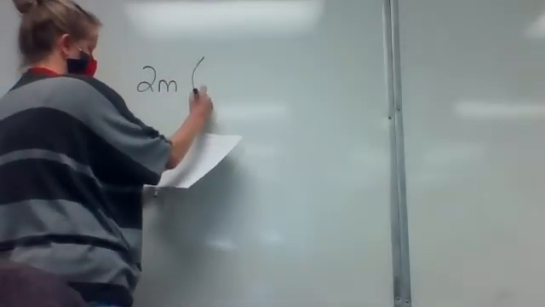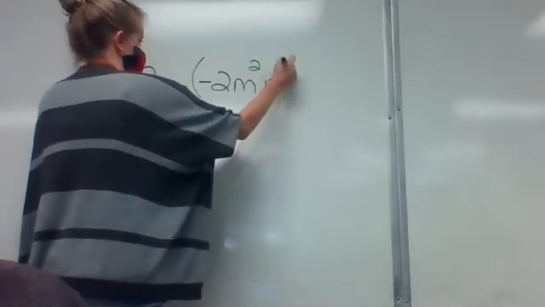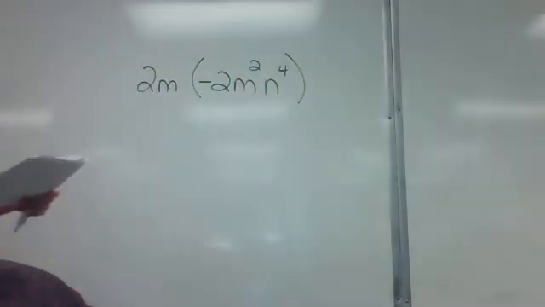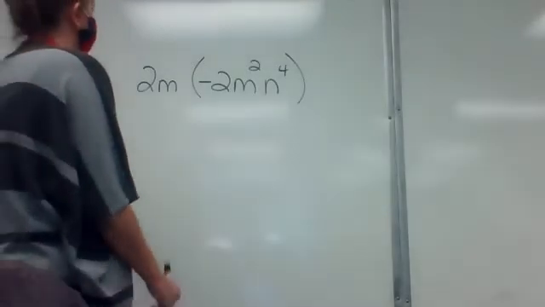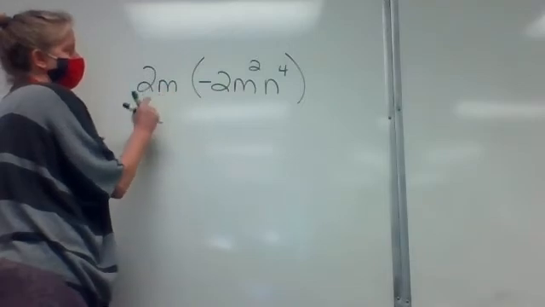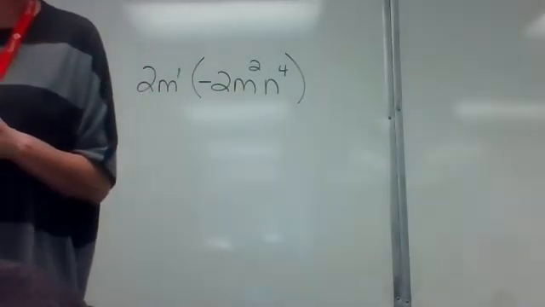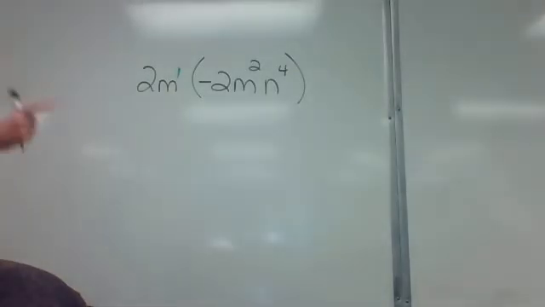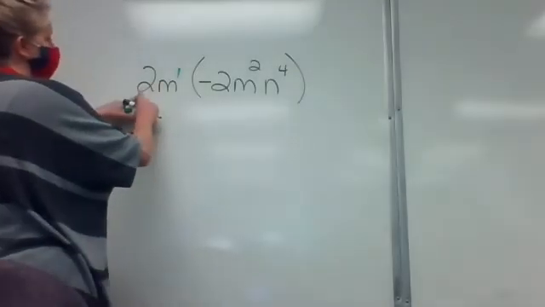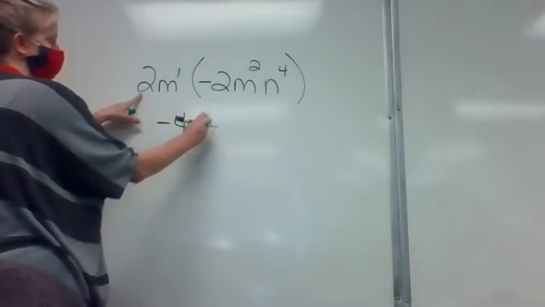Number 19, you've got 2m times negative 2m squared n to the 4th. So let's see. First of all, I want to make sure anytime I'm multiplying and I go through and I see any letters that don't have an exponent, I just want to remind myself that there's a 1 there. So let's see. Do the number part first. You've got 2 times negative 2. So that gives you negative 4.